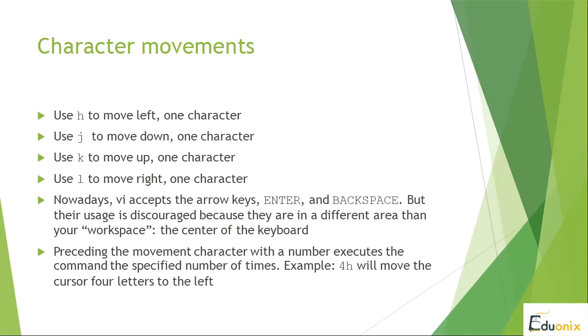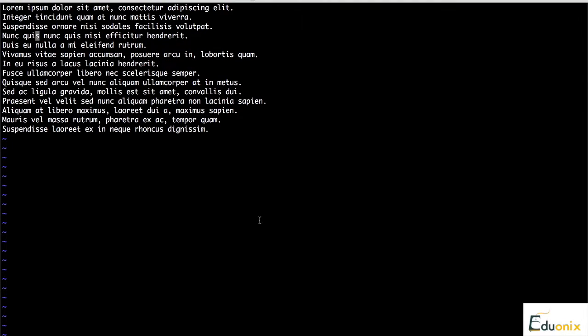Another thing to note in VI is that you can precede the movement key with a number in order to move the specified number of times. For example, you can use 4H to move 4 characters to the left. Let's have a look here. So here I am at the end of this word at the S. So if I pressed 4H, I moved 4 characters to the left.